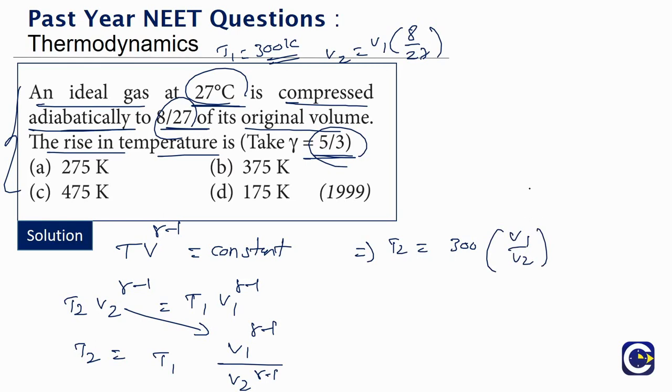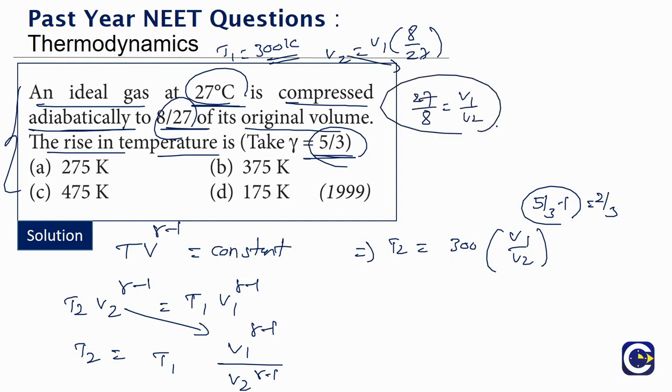Already gamma is what? 5 by 3. So 5 by 3 minus 1. What is 5 by 3 minus 1? It will be 2 by 3. What is V1 by V2? Look at this. V2 is equal to V1 into 8 by 27, right? So we'll bring the V to that side, means the factor will come to the left side. 27 by 8. That is V1 by V2. So look at this. T2 is equal to what? 300 into 27 by 8. That is V1 by V2. Whole power 2 by 3.